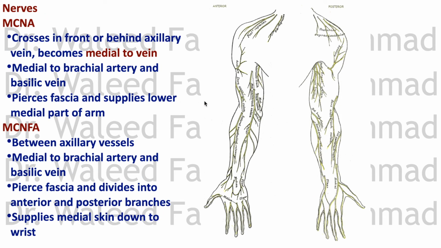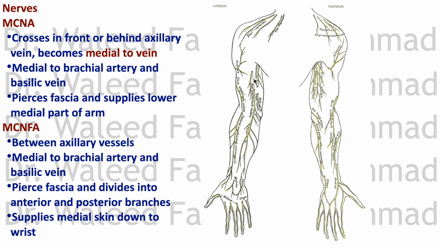The nerves of the arm: we have the medial cutaneous nerve of the arm, which crosses in front of or behind the axillary vein. Remember, the medial cutaneous nerve of the arm was the most medial structure in the arm. It becomes medial to the vein, as we studied before, medial to the brachial artery and basilic vein, pierces fascia and supplies the lower part of the medial part of the arm. This is the medial cutaneous nerve of the arm.